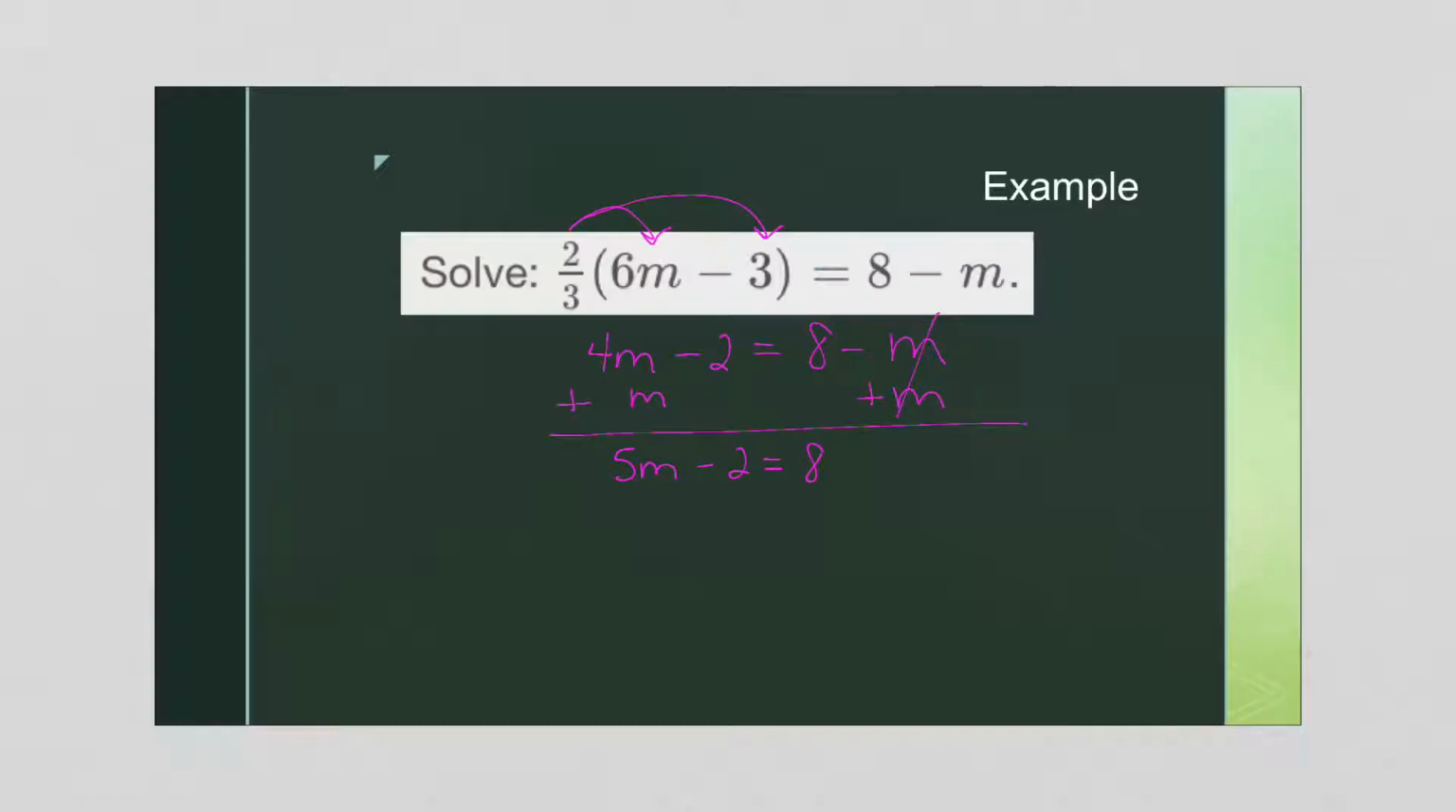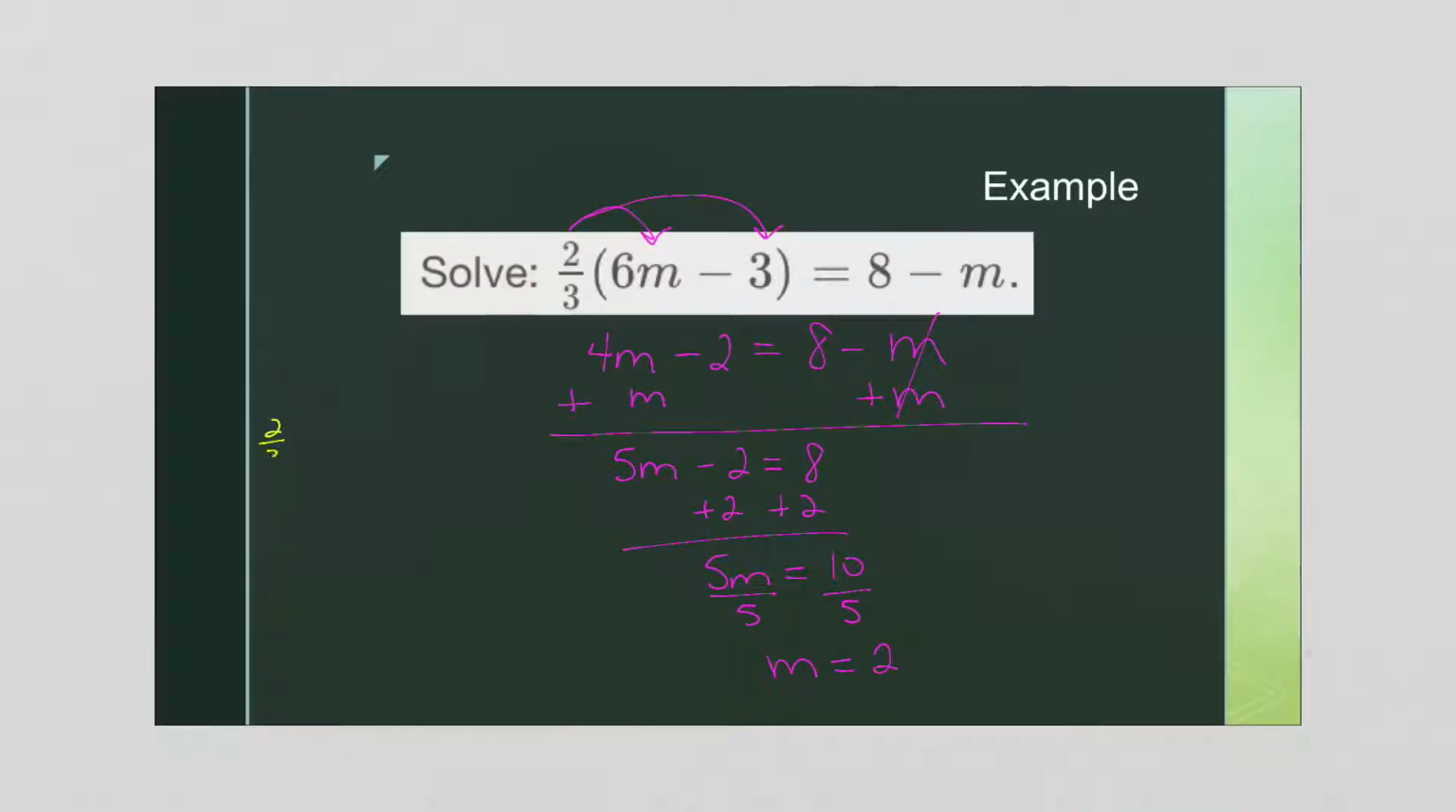And now I'm going to add 2 to both sides. And now divide both sides by 5. And I get m is equal to 2. And again, check your work.